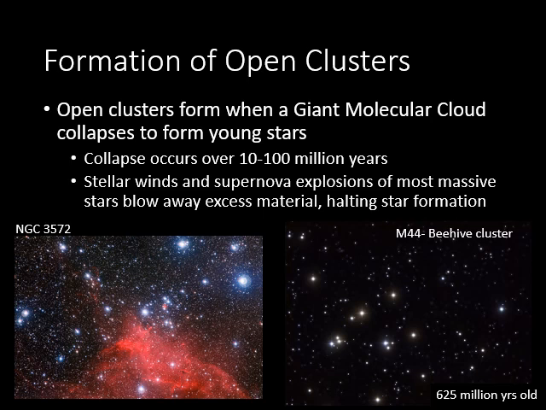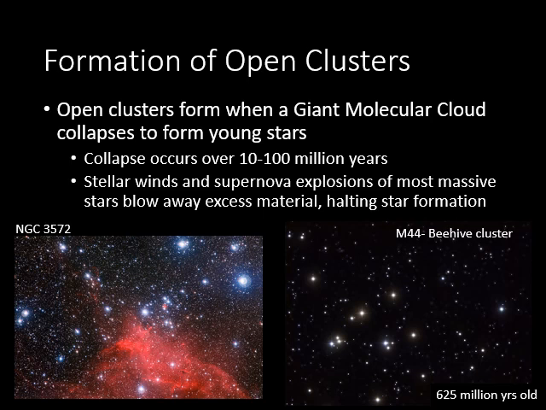Let's talk briefly about how we form open clusters. Open clusters form when a giant molecular cloud, or a big nebulous cloud of hydrogen gas, collapses to form a bunch of young stars. Now, forming a cluster of stars in general, whether it's open or globular, usually takes 10 to 100 million years. Open clusters have formed more recently, usually within the last couple hundred million years or more recently.